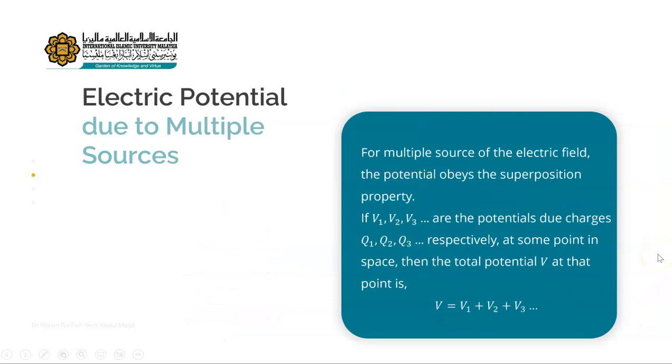For multiple sources of electric field, the potential obeys the superposition property. So if you have V1, V2, V3, which are the potentials due to the charges Q1, Q2, Q3 respectively, the total potential V at that point would be the summation of all the potentials.